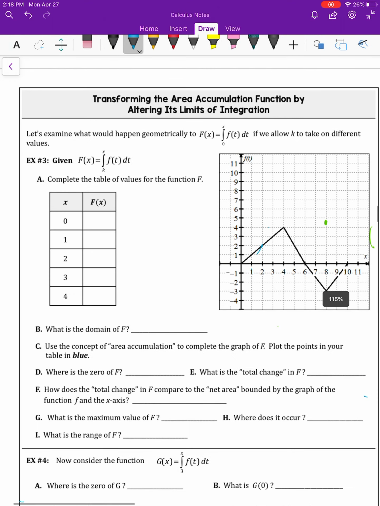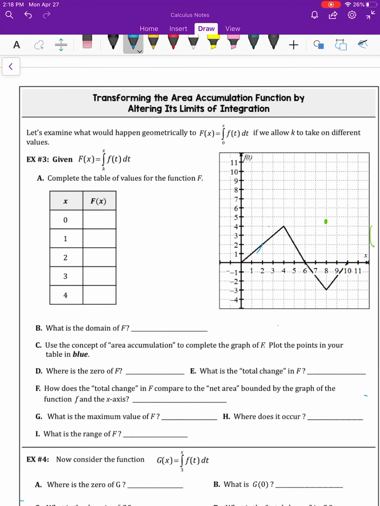Okay, so that's going to move us to our next page. Transforming the area accumulation function by altering its limits of integration. One thing that I want you to change in your notes is I would like you to make this k a 0 for right now, because we're going to analyze it from 0 to x.